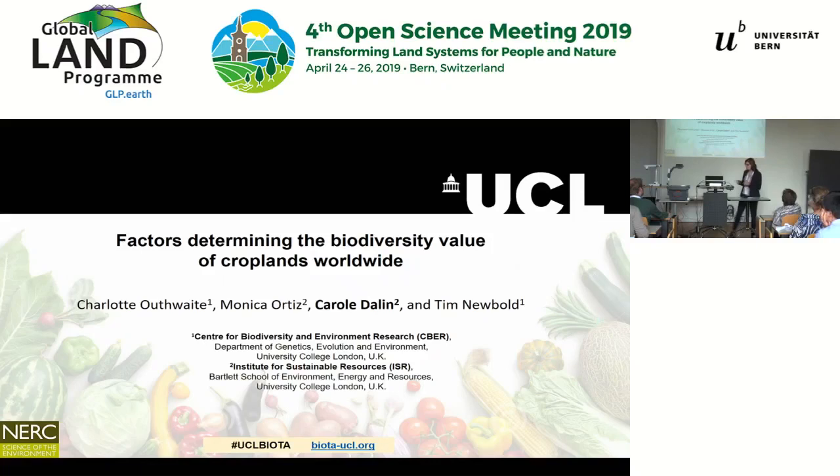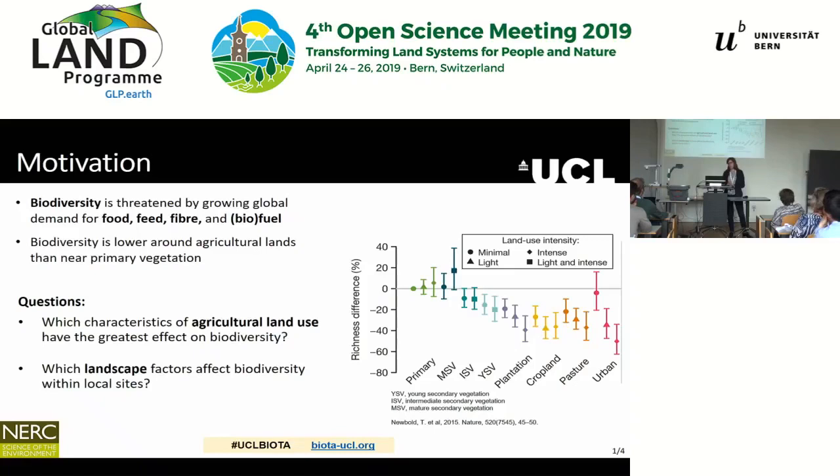So we know that agriculture is the most threatening land use type to biodiversity. The overall aim of the project is to try and improve biodiversity models, specifically in terms of the impacts of agricultural land use, and eventually to also link that to trade, to trace the impact of consumption on biodiversity in remote regions.